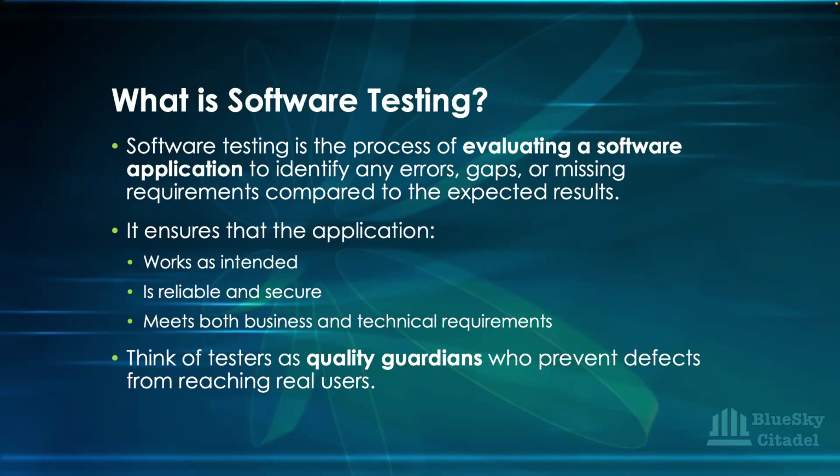A gap or missing requirement comes from the BA or from the product owner. For instance, they can write in their requirement to test a login page, but they don't give you more information. That also needs to be tested. As you proceed in the course, you will understand how to identify missing requirements in order for you to be a better tester. And you compare it to the expected results.